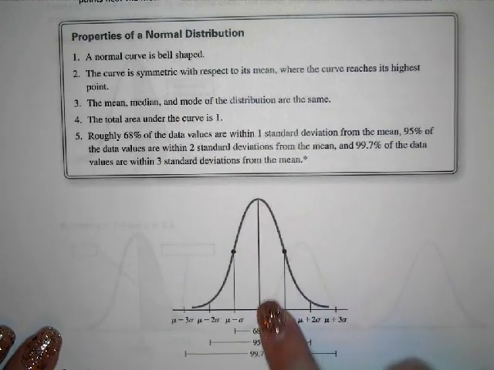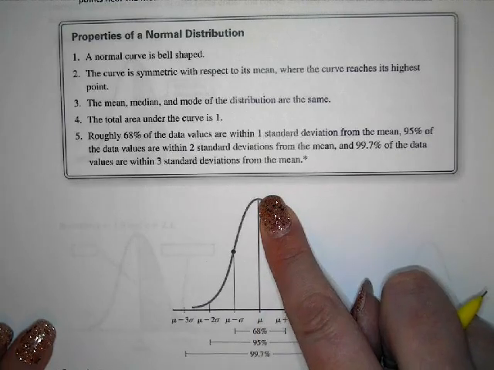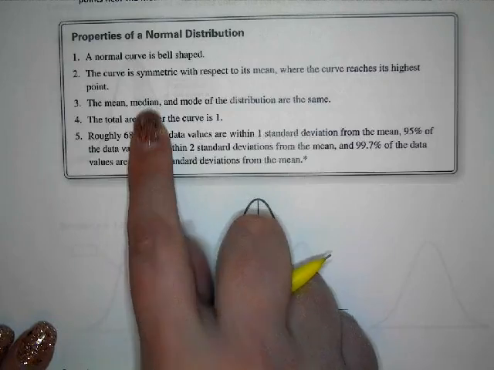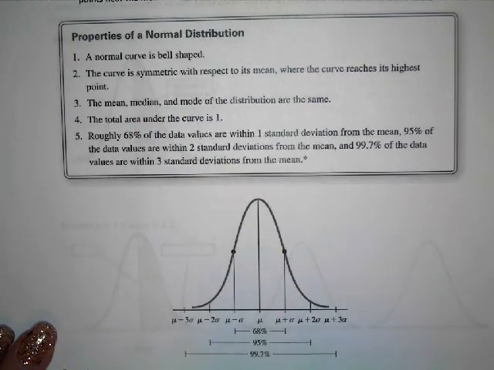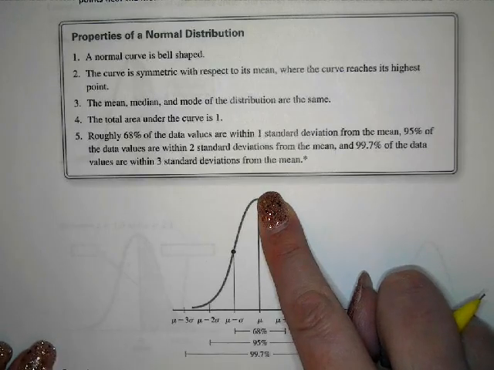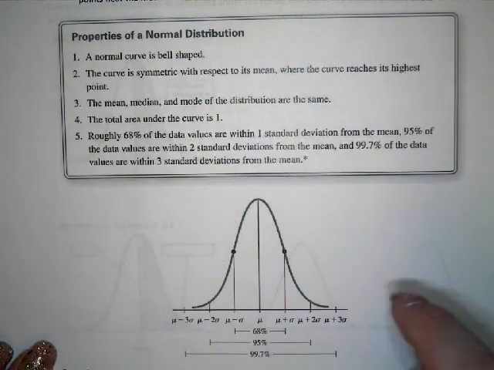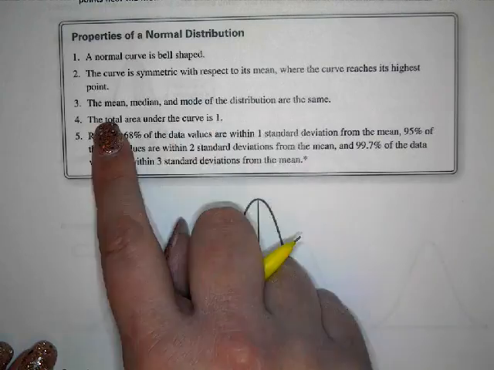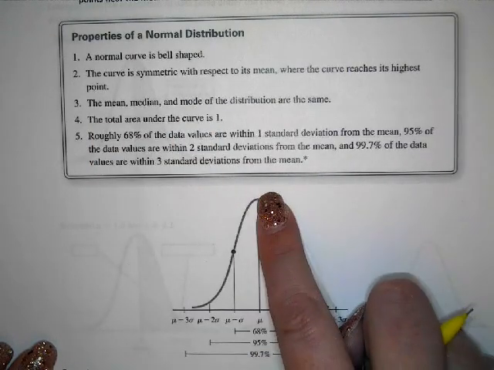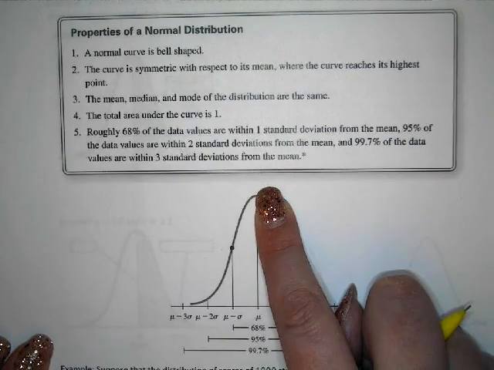So the mean is that average you calculate when you do the sum divided by the number of data points that you have. The median is the middle value, and so they're saying the middle value happens to be the same as the mean. And then the mode is the value that is repeated the most often, and that also happens to be the same as the mean. So in a normal distribution, all three of those are the same value.